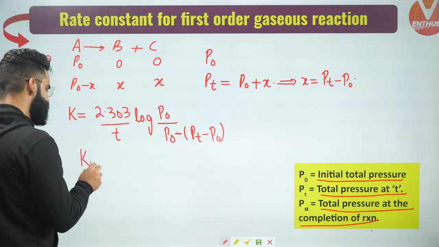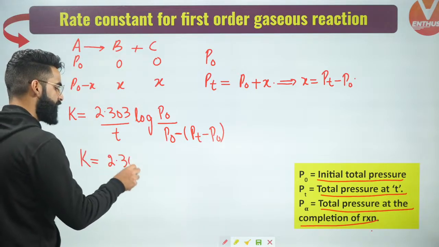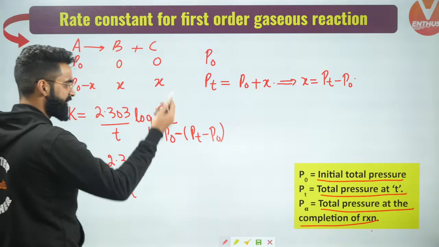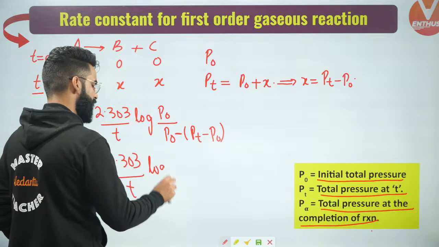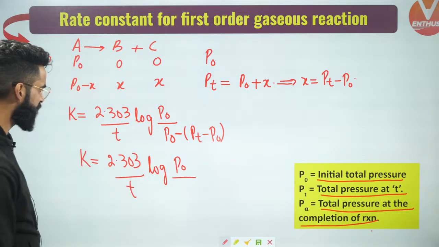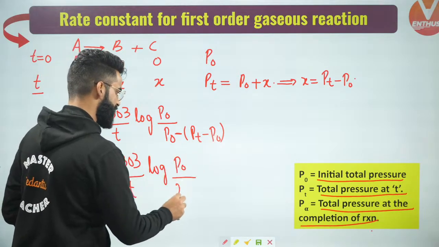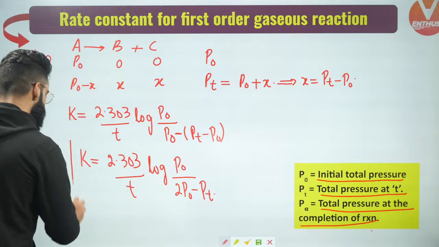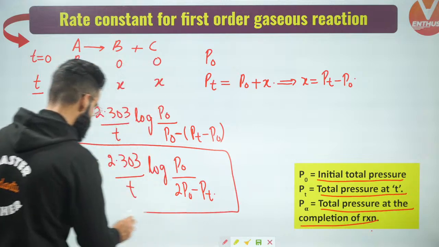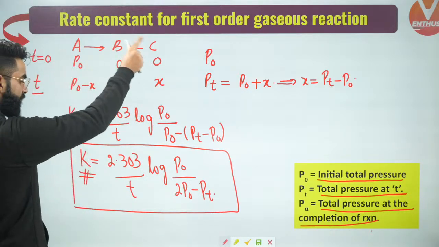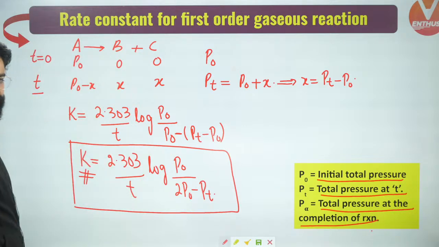So people, this is how we write the integrated rate equation for this first order reaction whose stoichiometric coefficients are 1:1:1 in terms of P naught and PT. It's going to be log of P naught divided by what? It's going to be P naught plus P naught, which is twice P naught, minus PT. You're not supposed to remember this expression. You should know how to form this expression. Yes, this is the expression of rate constant for a gaseous first order reaction in terms of P naught and PT. I hope you got it.